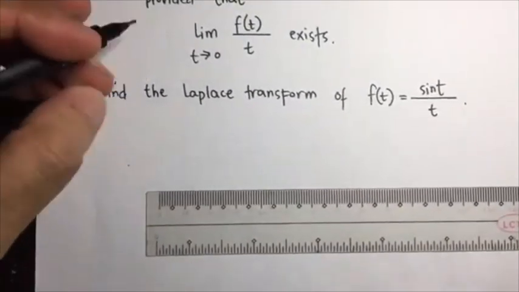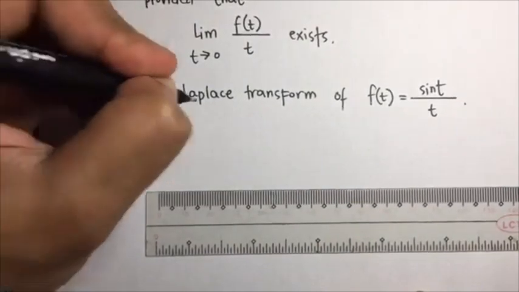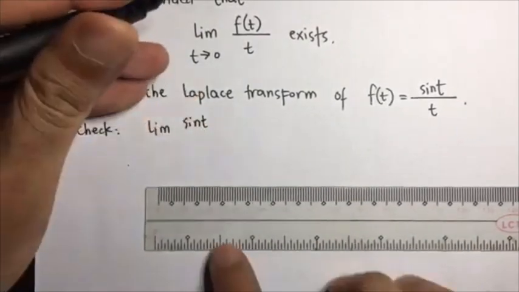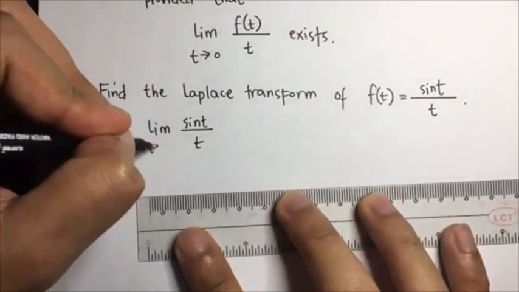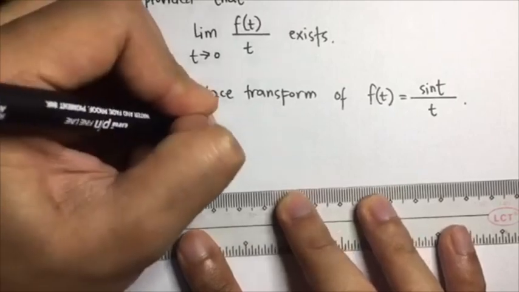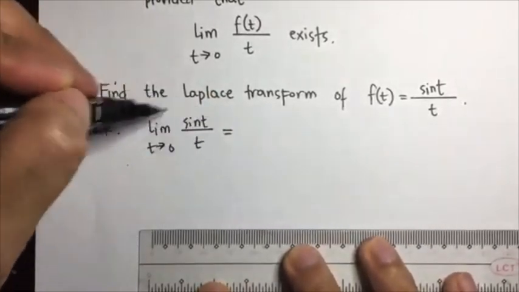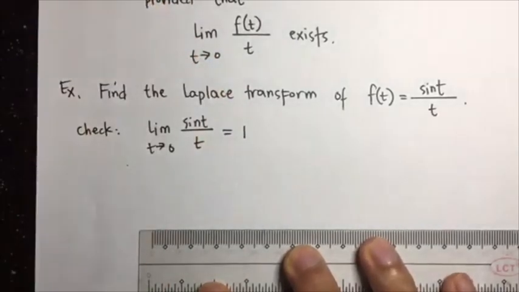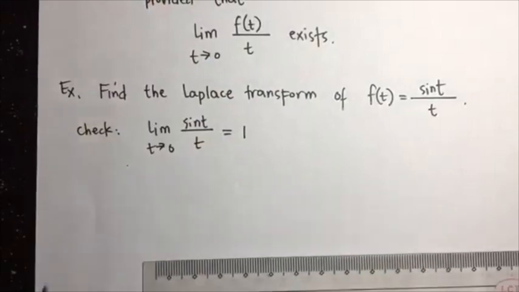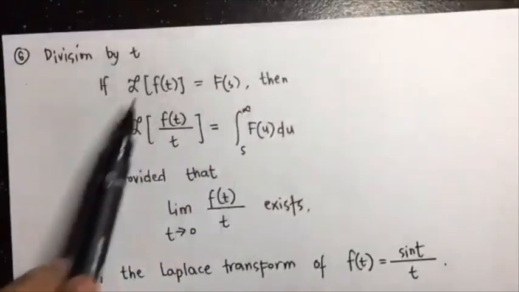Example: find the Laplace transform of f(t) equals sine of t over t. Again, first is to check if the limit exists. So the limit of sine of t over t as t approaches 0 is equal to, this is a theorem from differential calculus, limits, so its value is 1. Therefore the limit exists, so we can apply this theorem here.